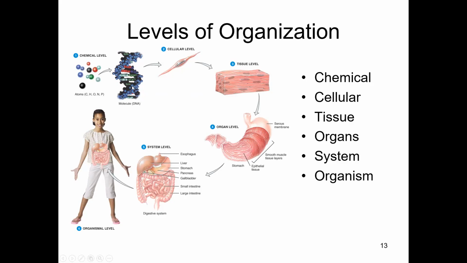Let's take a look, at least a little bit, at how chemicals are involved in maintaining homeostasis. And then we move on to studying the cells a little bit in chapter 3. Chapter 4 will be our tissues. So your textbook is following this level of organization for the first few chapters.